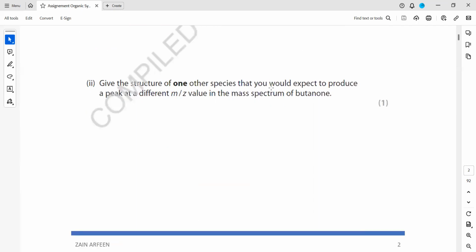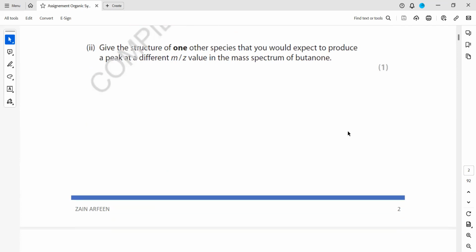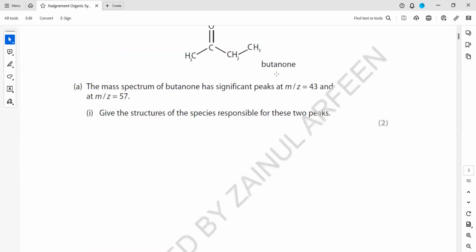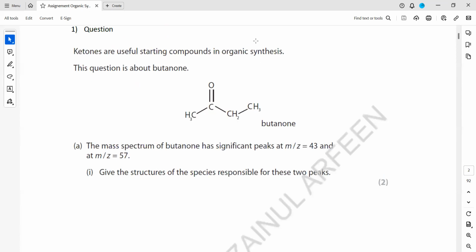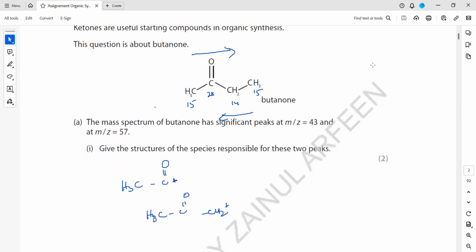Give the structure of one other species that you expect to produce a peak of a different m/z value in butanol. So another peak which we expect, like this was 43, 29, 15. 15 is also there. You can mention any of them. You can mention 15, or you can mention 29 as well. And that will be CH2CH3, any, because multiple answers are acceptable, not the molecular ion peak.